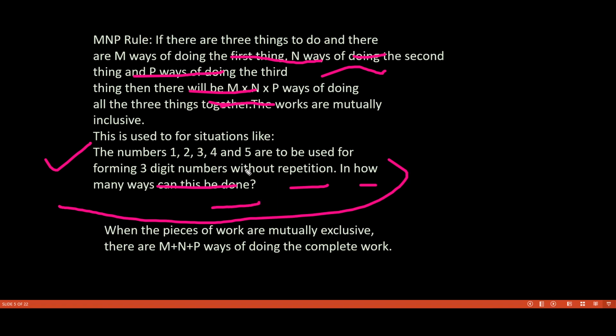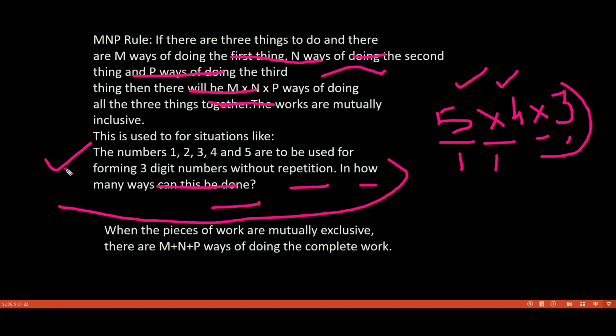So in how many ways can this be done? We don't have to repeat the number. The first number can be filled in 5 ways. The second can be done in 4 ways because the number we have used here cannot be used here. So 4 ways. And the third can be done in 3 ways because the numbers we have used here and here cannot be used here. So 5 into 4 into 3. So this is the application of this m n p rule.